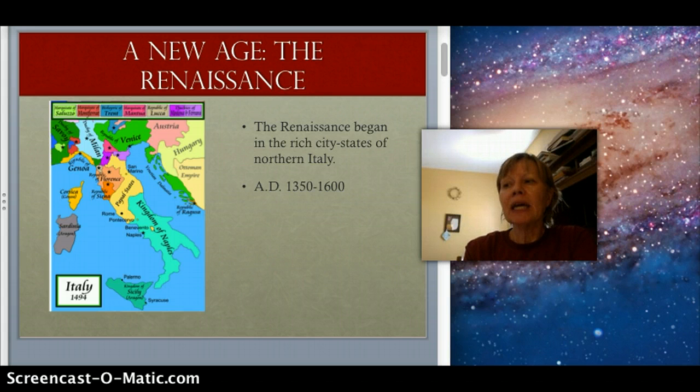As the Middle Ages came to an end, a new age, what we call the Renaissance, began in the rich city-states of northern Italy. During the Renaissance, which was about AD 1350 to 1600, there were almost 250 different city-states on the Italian peninsula, but the two most powerful ones were Florence and Venice. And they'd become rich by controlling the trade between Asia and Europe.